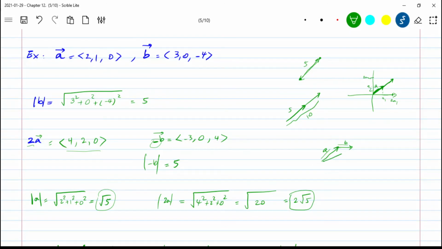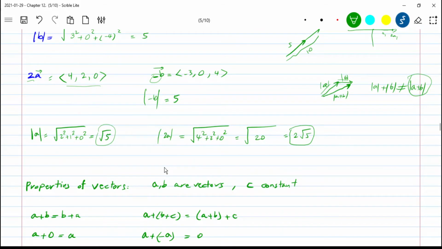is not the same as the length of this line connecting these two. If this is a plus b, these magnitudes cannot be added to equal each other. Magnitude a plus magnitude b does not equal magnitude a plus b. Don't make this mistake. You have to calculate this. But first, let's figure out how to calculate the addition.